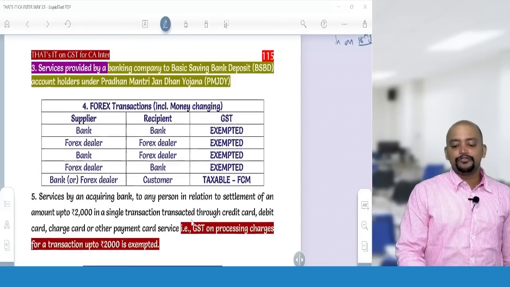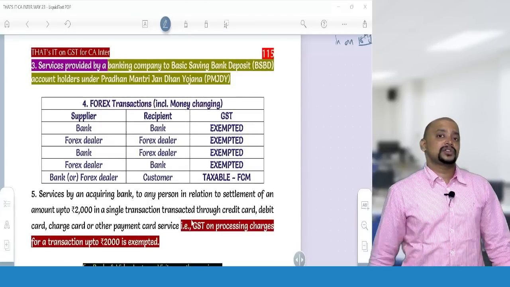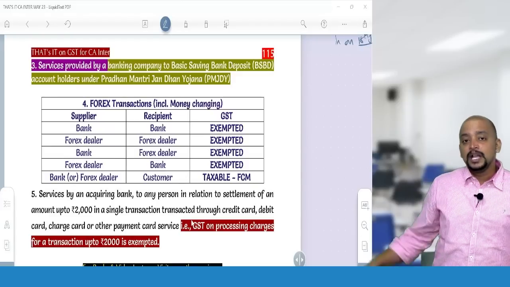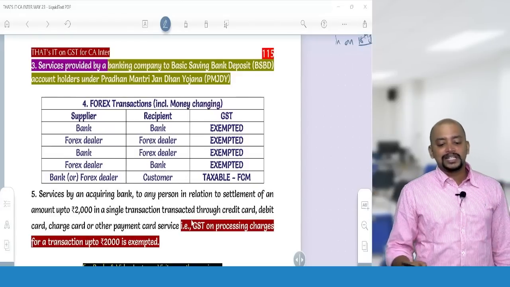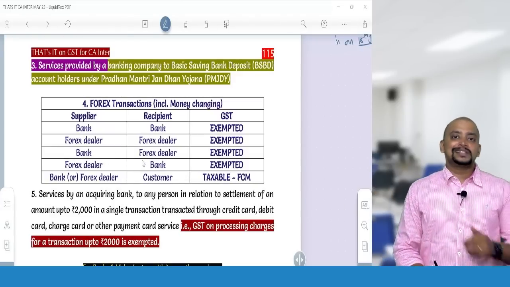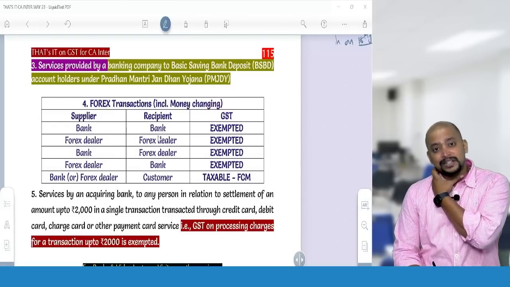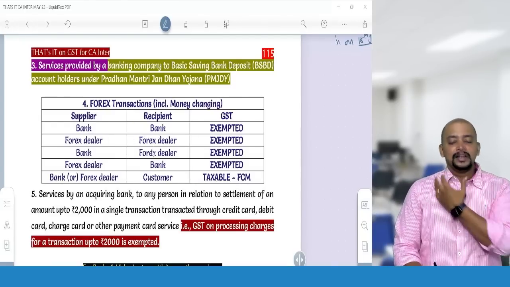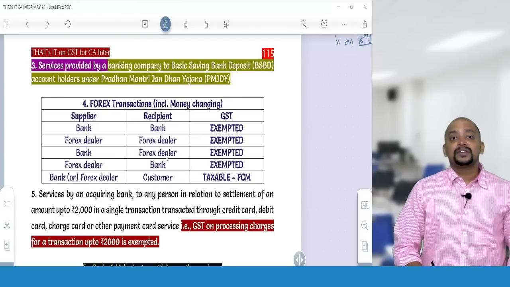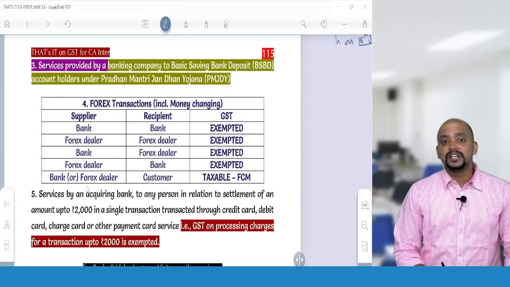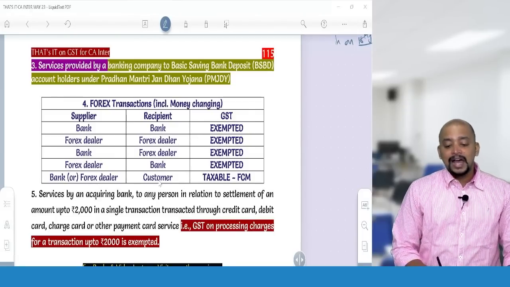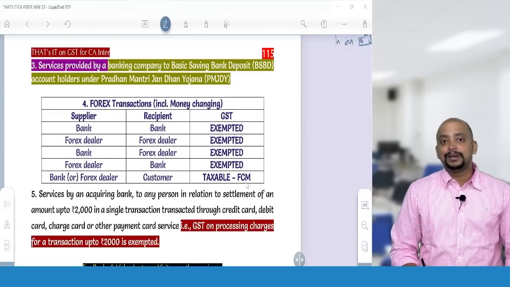Then number 4, forex transactions. Foreign exchange transactions between banks, between forex dealers, between banks and forex dealers are exempted. Between one bank and another bank, one forex dealer and another forex dealer, or a bank and forex dealer is exempted. But when will it be taxable? Only when it is between a forex dealer or bank and the customer. Then it will be taxable.